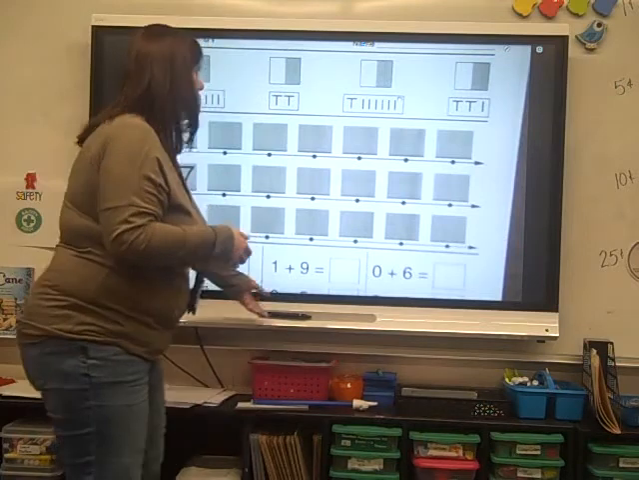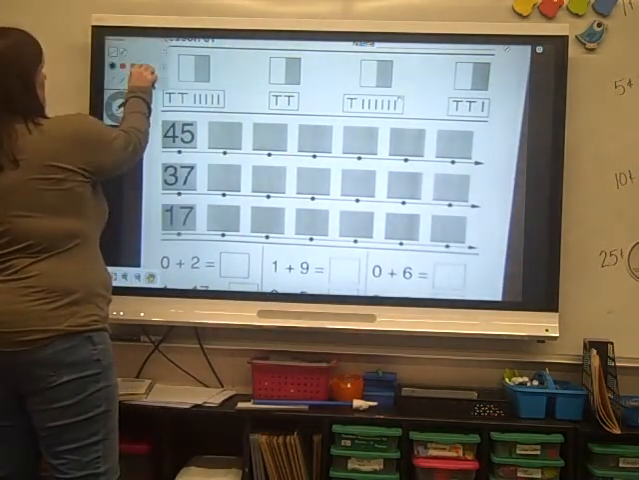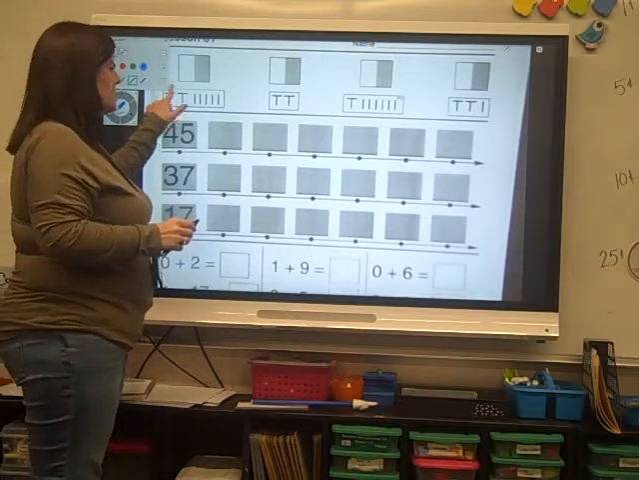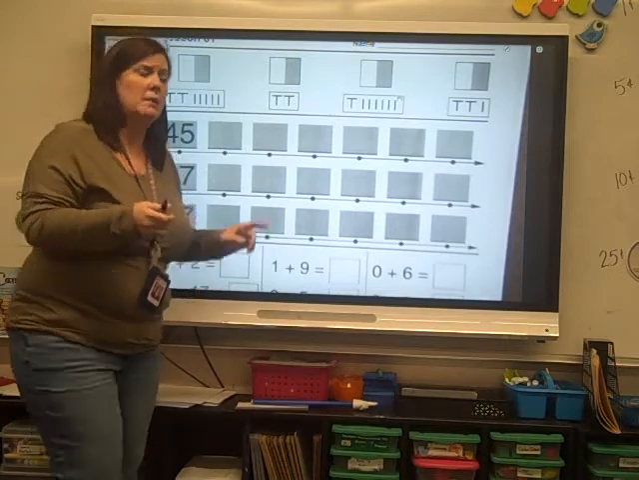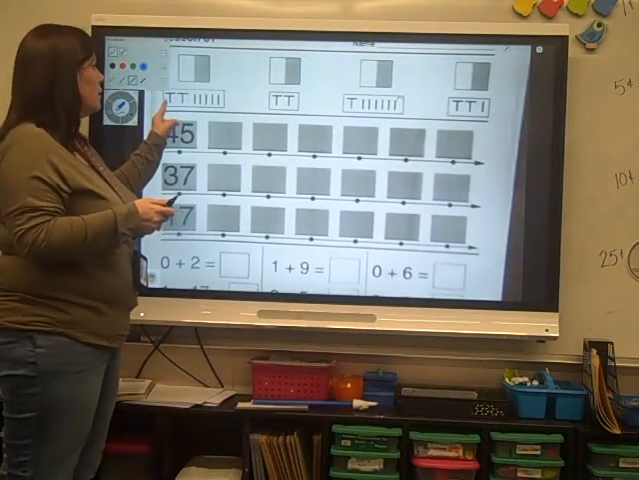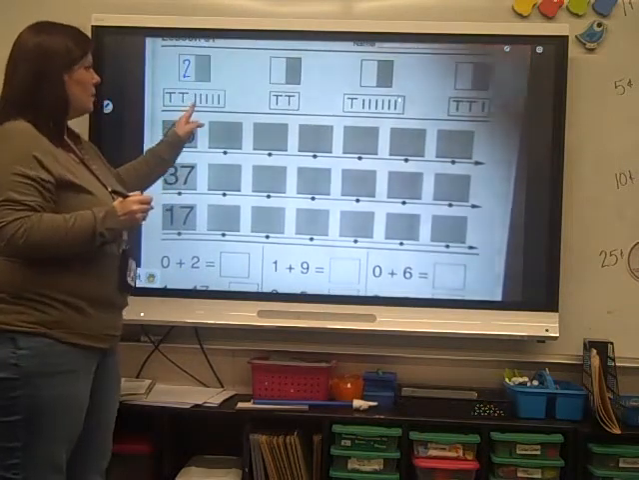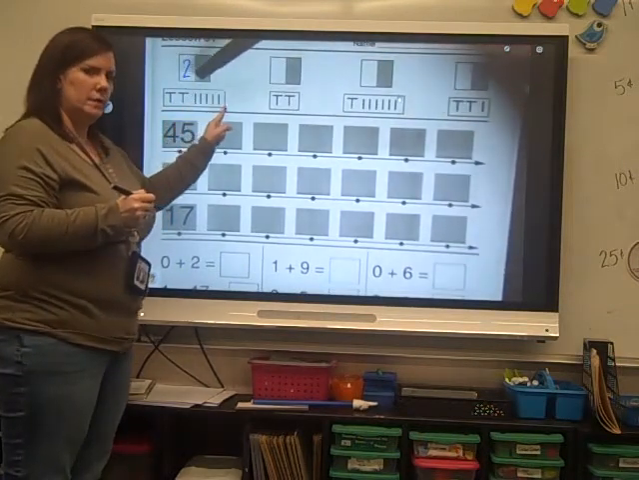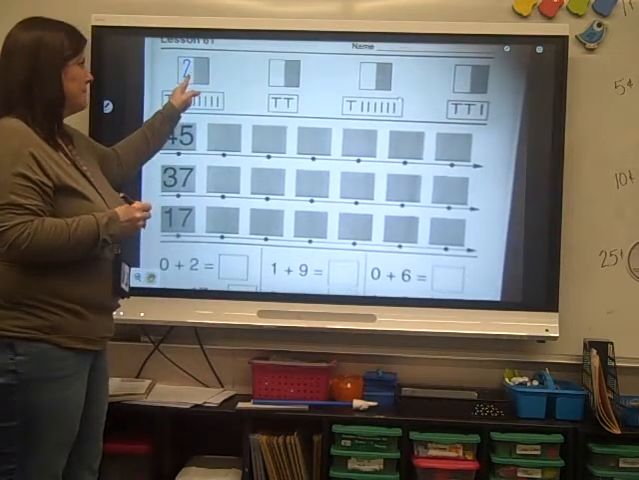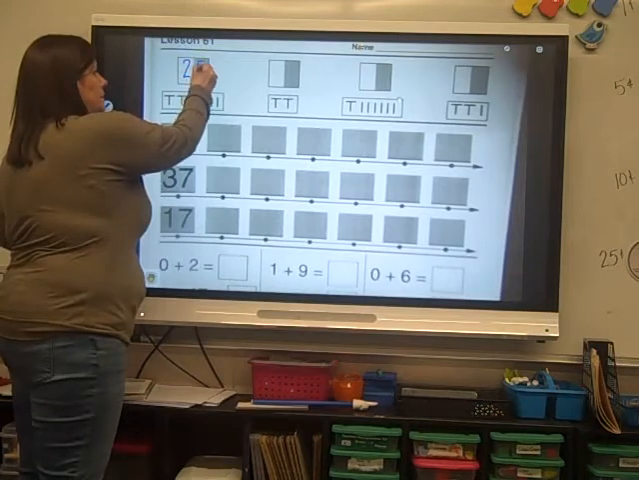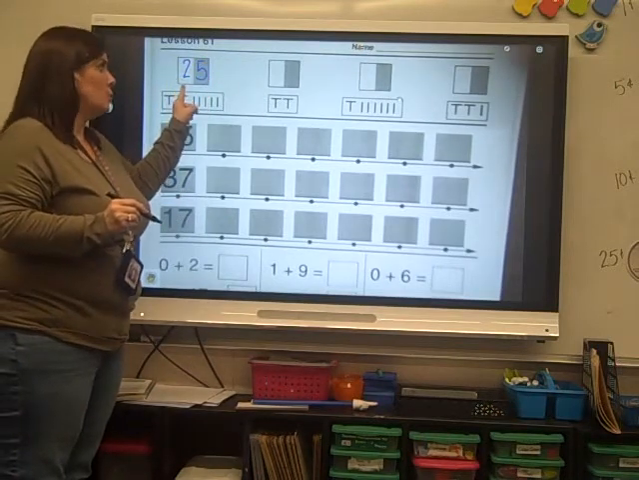All right, so let's look. Remember, the T stands for tens. How many tens do I have? Count. 1, 2. I've got 2 tens. How many ones do I have? Count your ones. Write it up there. It goes in the ones column. Okay, let's read the number. Ready? Go. 25.